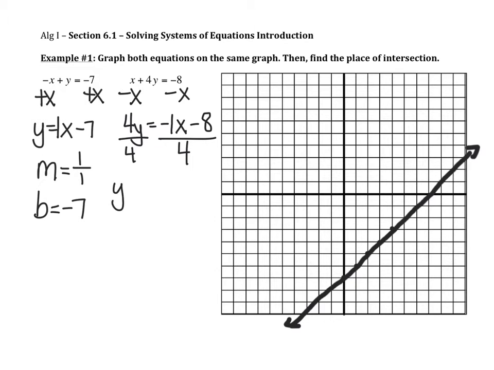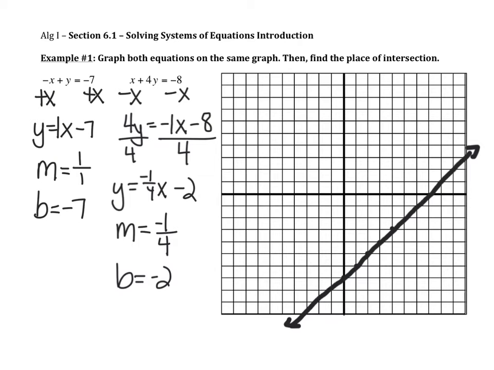So I'd end up with y equals negative 1 divided by 4, which is negative 1/4. That's our coefficient of x. And negative 8 divided by 4 is negative 2. Remember, the number in front of x is your slope, and the other number is the y-intercept. So our slope is negative 1 over 4, and our y-intercept is negative 2.